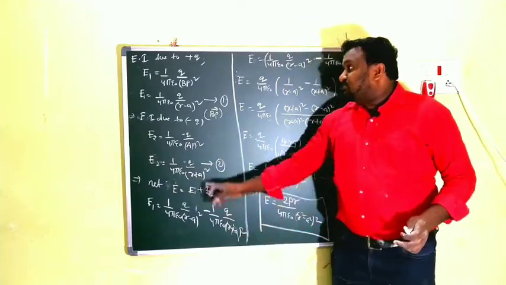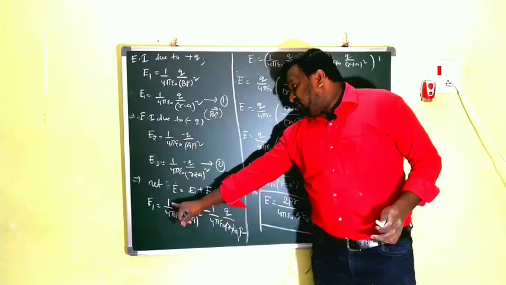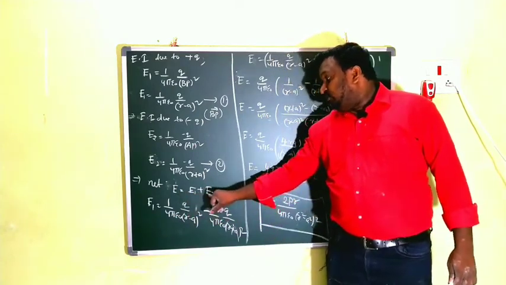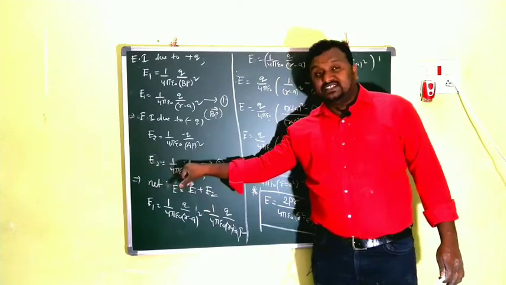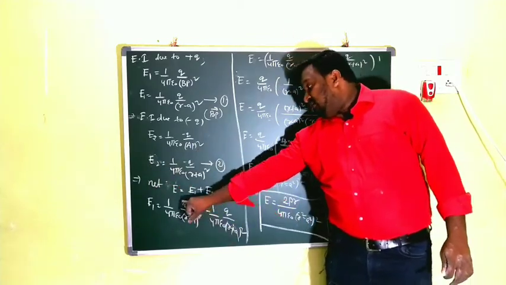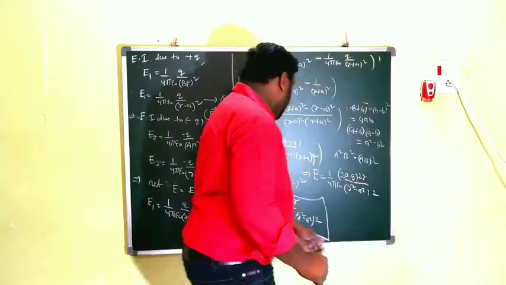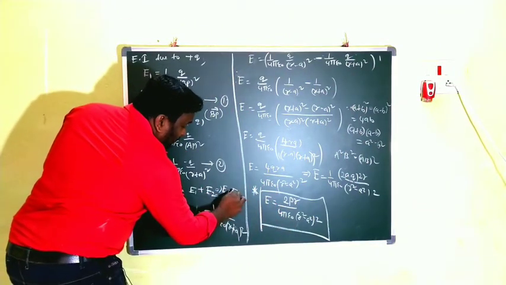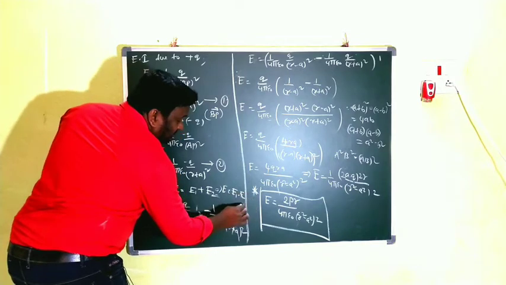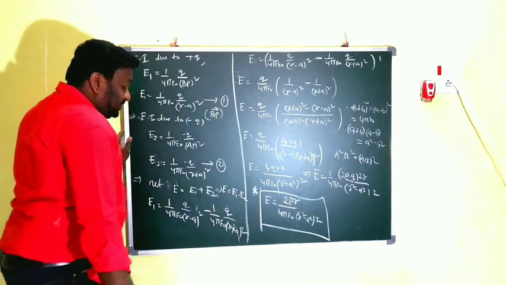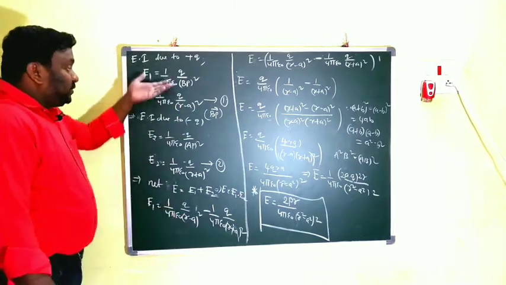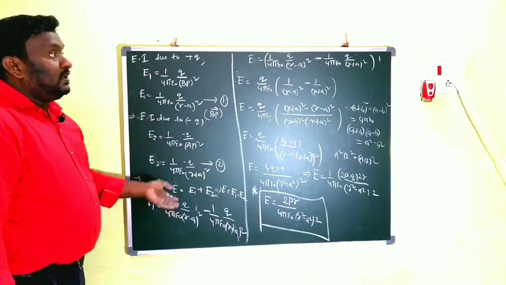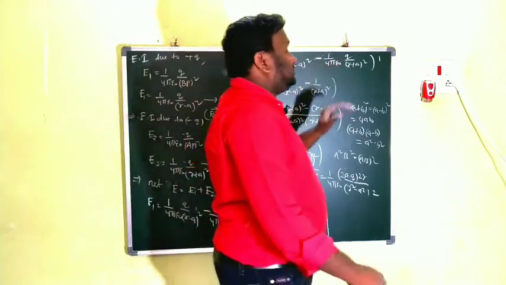So we have substituted. So the resultant is what? E is equal to E1 plus E2. Here E2 is negative, because there is a minus q. That's why I am simply writing E is equal to E1 minus E2. Clear, children? After that, we have substituted these two equations, equation number 1 and equation number 2, like this.